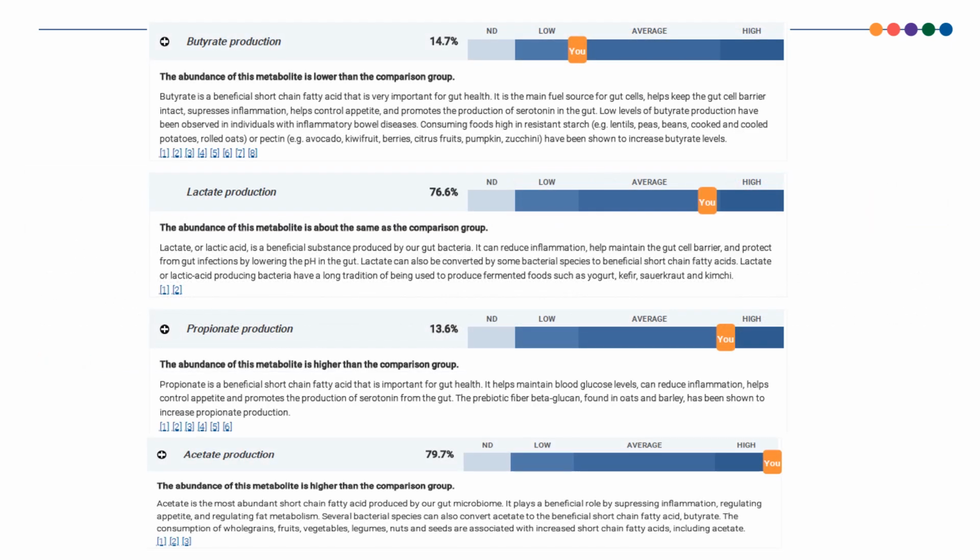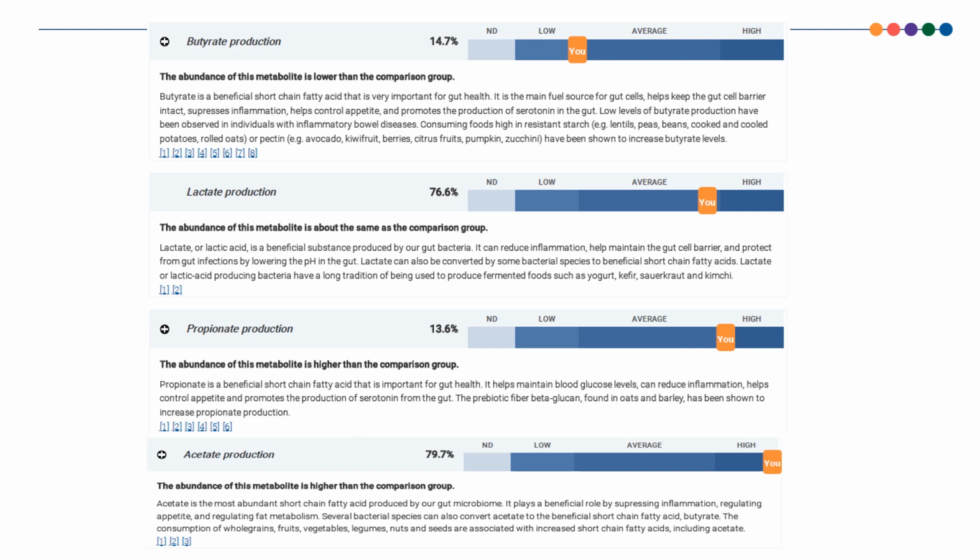Butyrate, propionate, and acetate are short-chain fatty acids produced by bacterial fermentation of fiber or lactate. Short-chain fatty acids are beneficial and have a range of activities important for gut and overall health. Short-chain fatty acids are measured directly on the GIFX comprehensive stool profile.